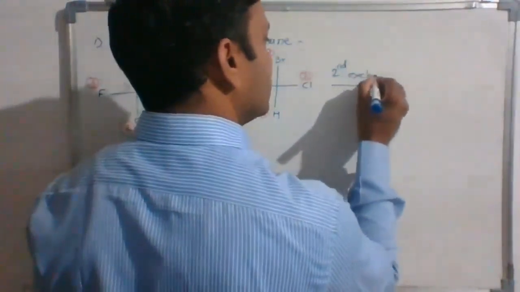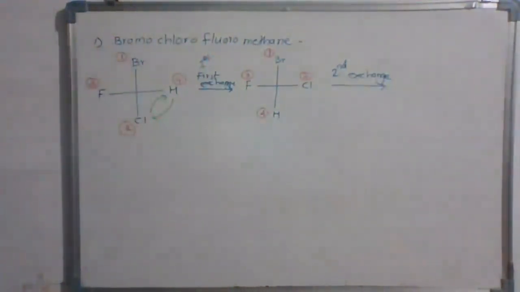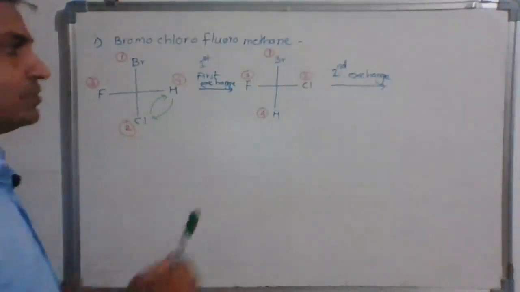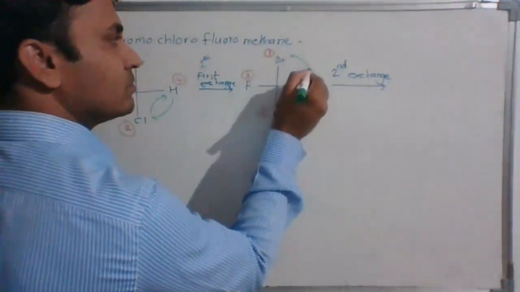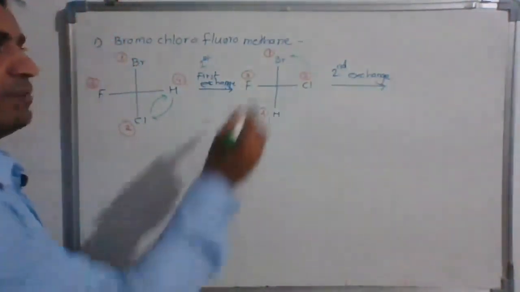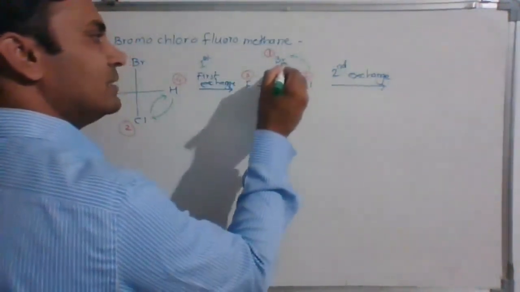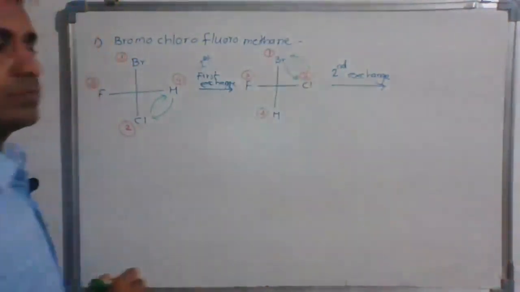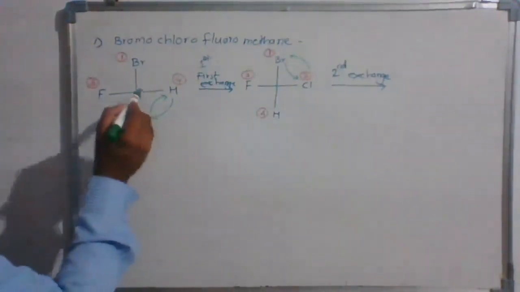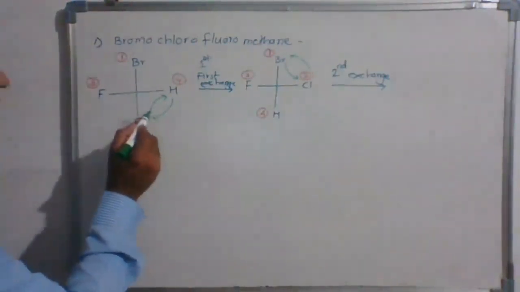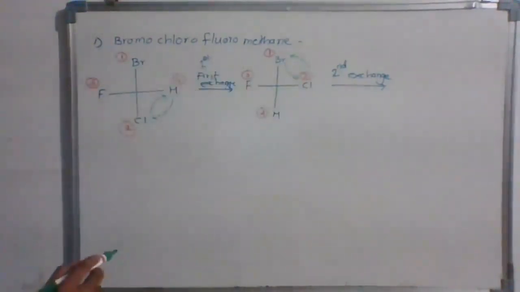Second exchange. What we are going to do in the second exchange? We are going to take the second priority group at the top. And where this bromine will go? Of course, it will take the position of second priority group. In examination also, it is desirable that you show these arrows for exchange.